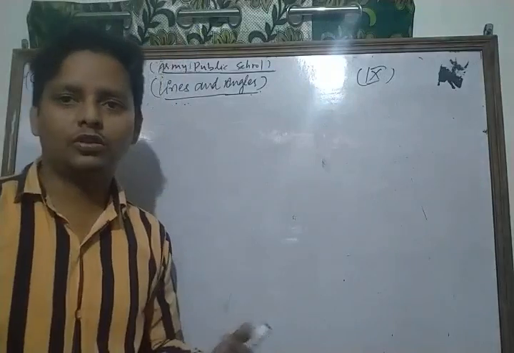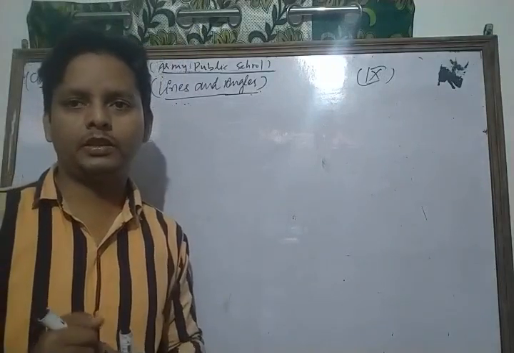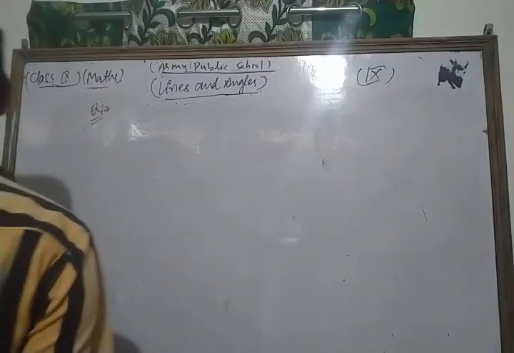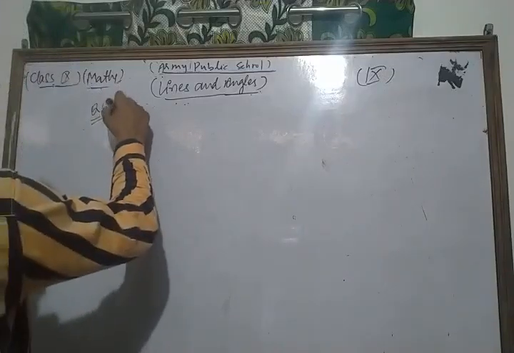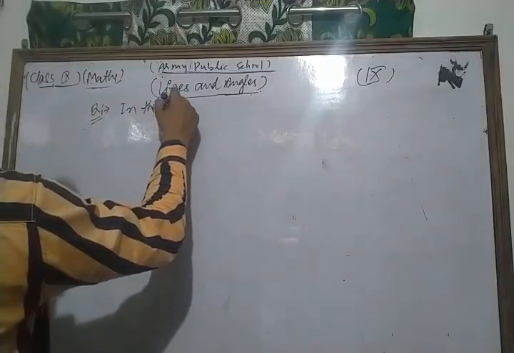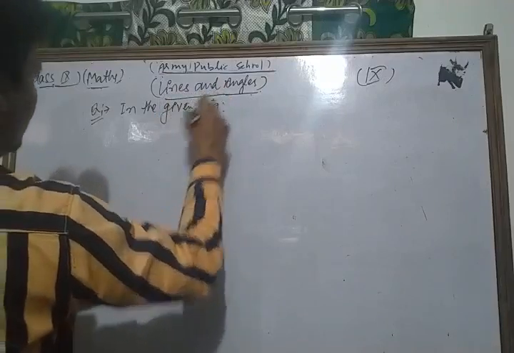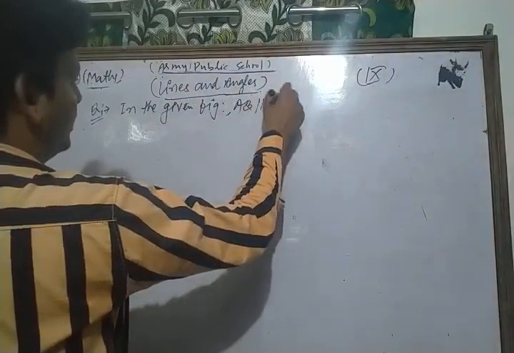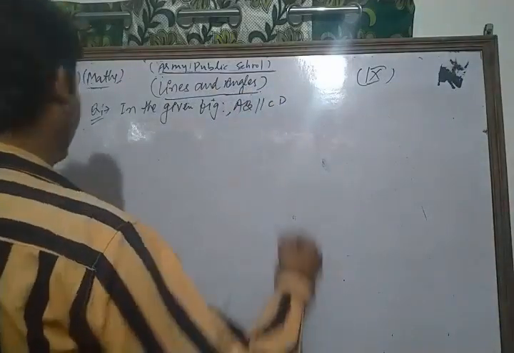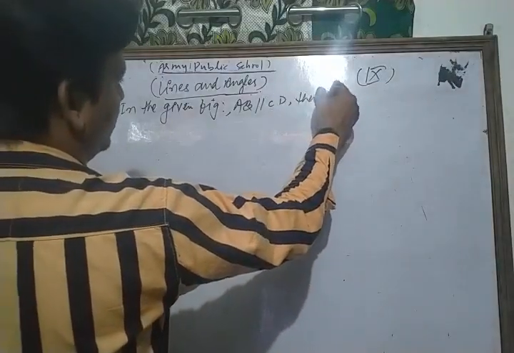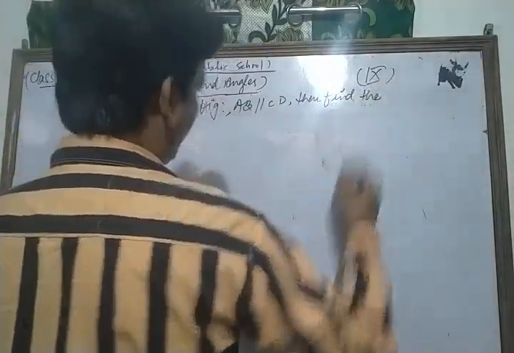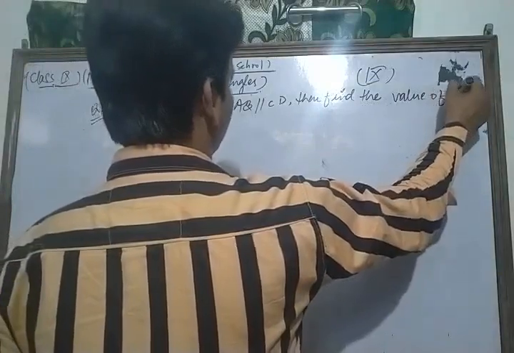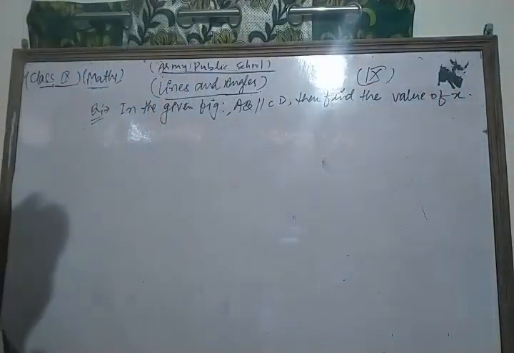Now, listen, we take and solve some other important question based on angles made by the transversal. Let's see. Your question is: in the given figure, AB is parallel to CD. Find the value of x.